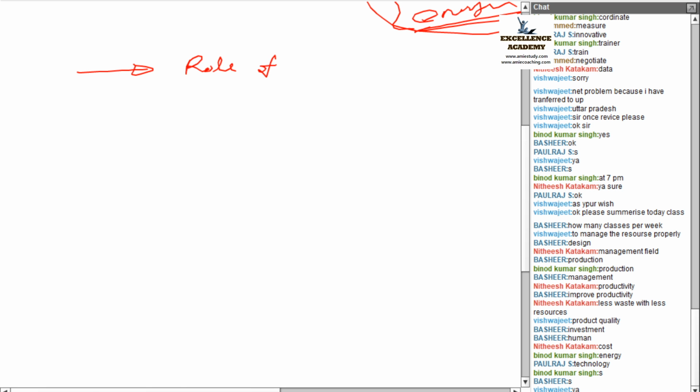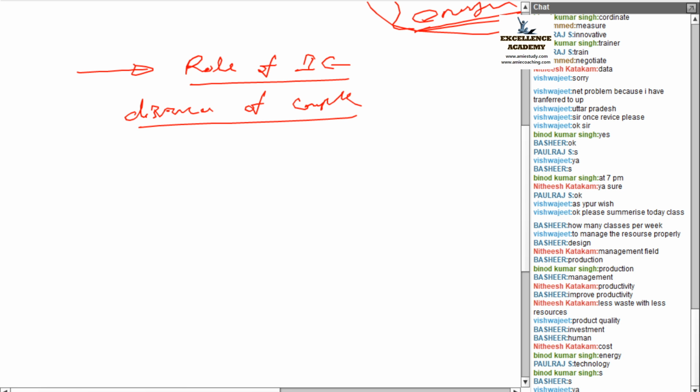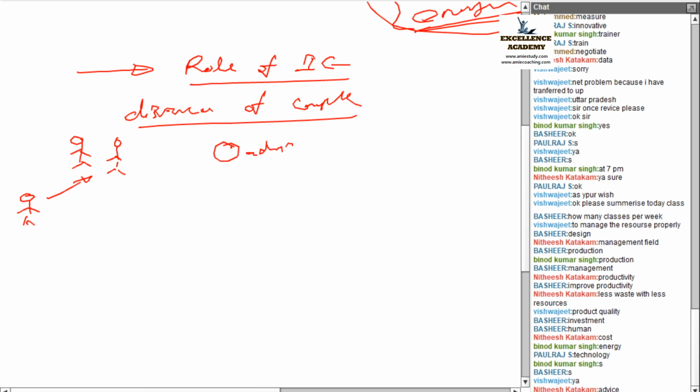Roles of an industrial engineer. For that, we use the story of the divorce of a couple, so that we discussed right now. First of all, the two people are going to divorce. So one of his friends comes and advises him not to divorce. So the first one is advice.